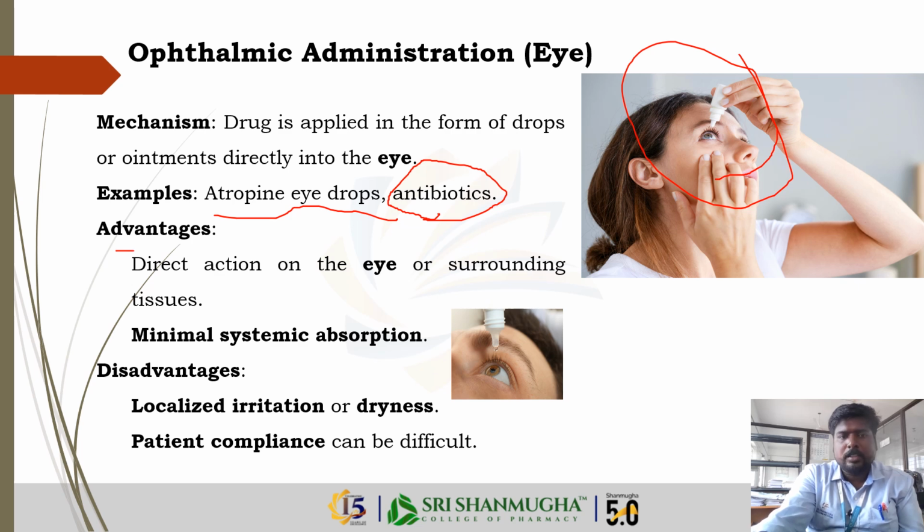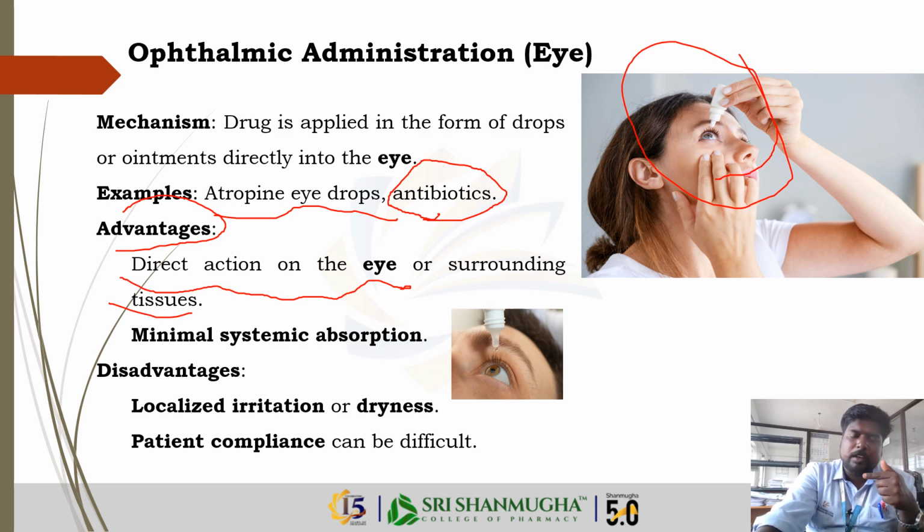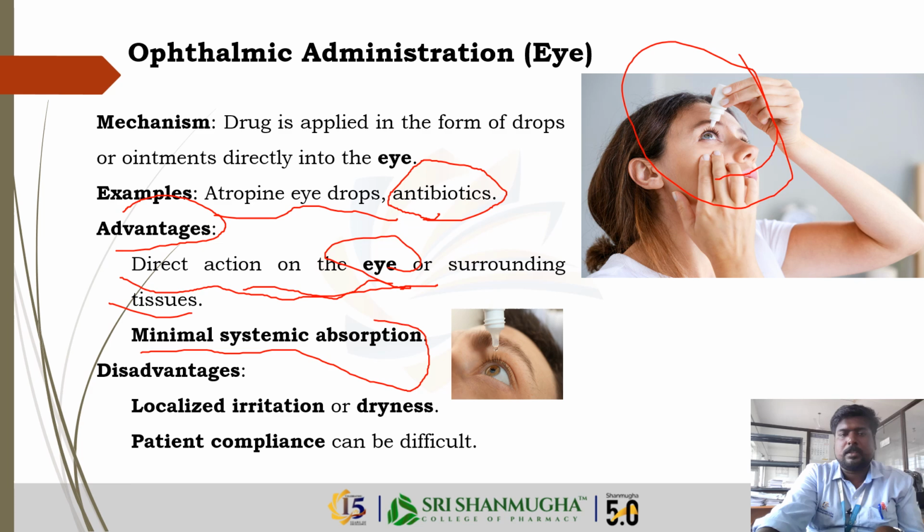The main advantage of this route of drug administration is direct action on the eye or surrounding tissues. Because if you take any other route, only a minimum amount will reach the eye, or it will take time to reach the eye. But in ophthalmic administration, direct action on the eye and surrounding tissues occurs, and also minimal systemic absorption, because this is the topical route, so the systemic absorption is minimal.